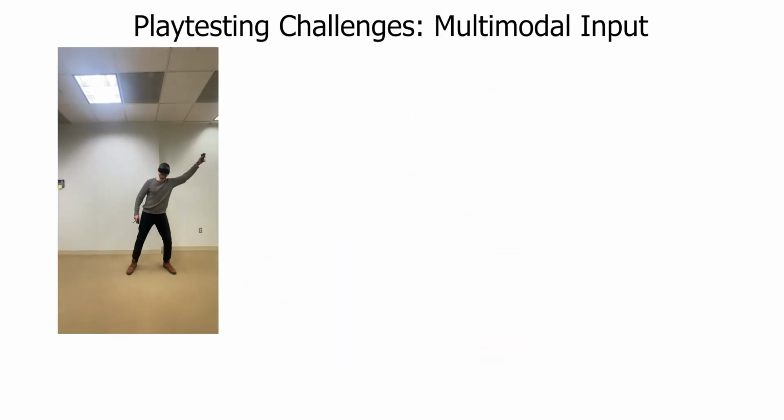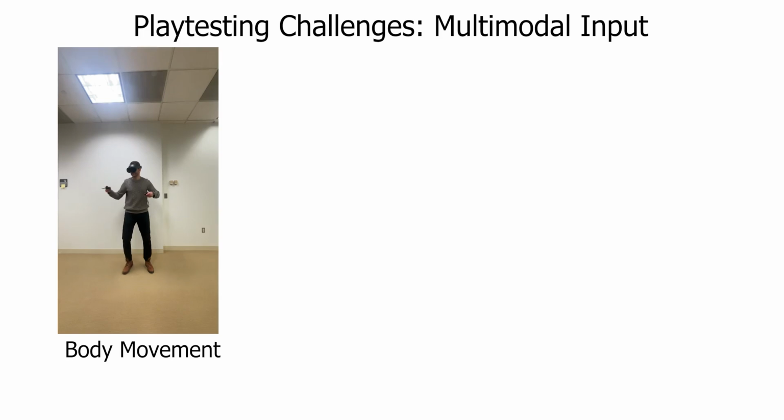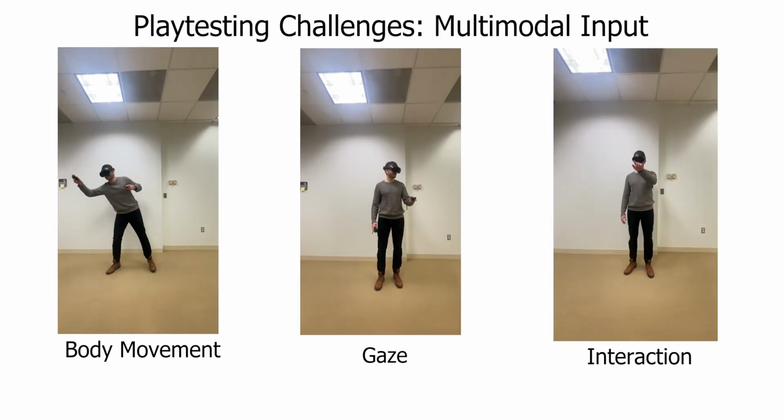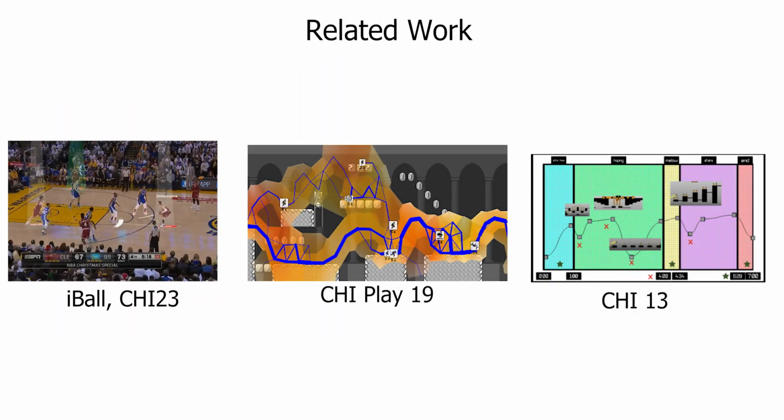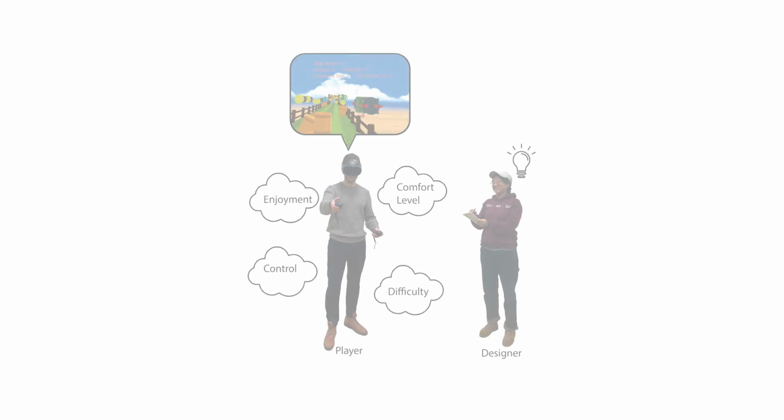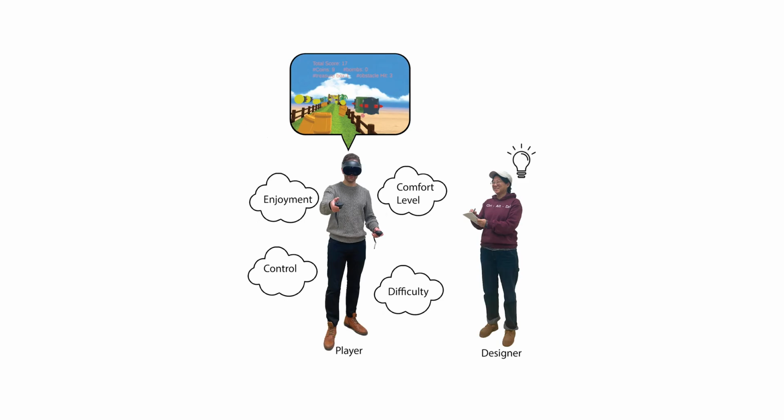These games rely on multimodal inputs like body movements, gaze, and interactions, making the data inherently multidimensional and difficult to interpret. Previous research has either worked on visual analytics for sports games or just focused on analyzing biometric and physiological data related to player experience. In this work, we aim to streamline the game analysis workflow through exploring the design space of visual analytics.